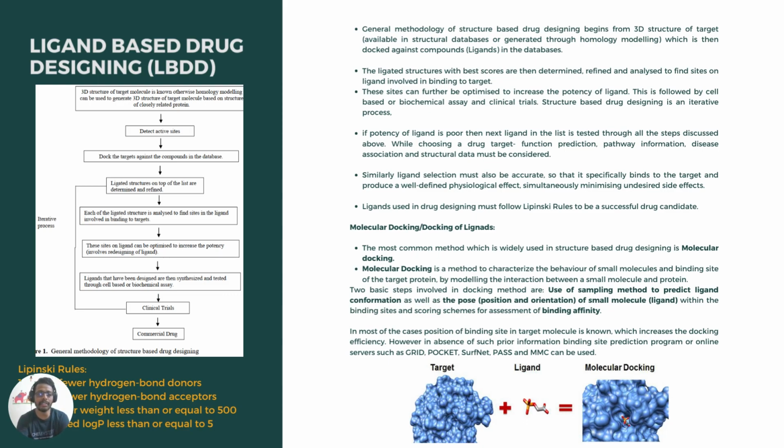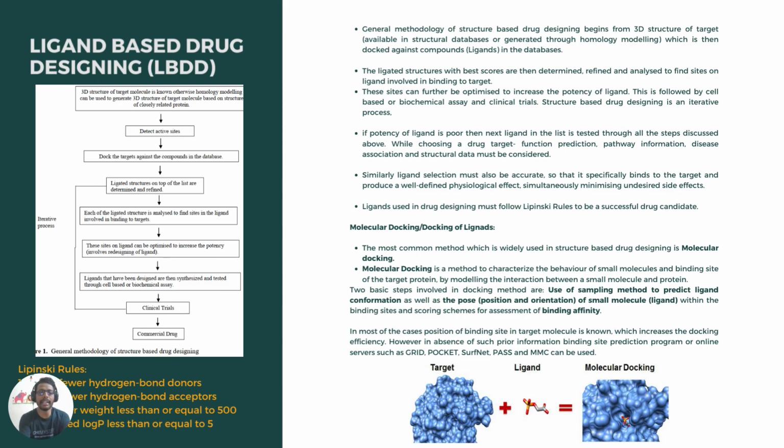So this is followed by cell-based or biochemical assays, followed by clinical trials. Based on this, structure-based drug designing is identified as a proper process in order to identify both the ligands and target molecules. Based on the binding done with the database, we are able to identify different kinds of ligand molecules. So that's why it is called ligand based drug design.